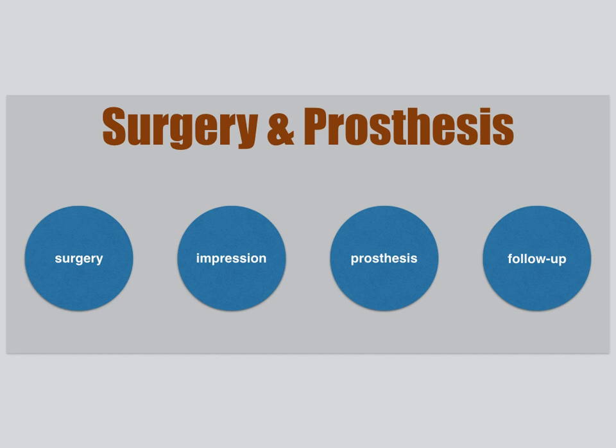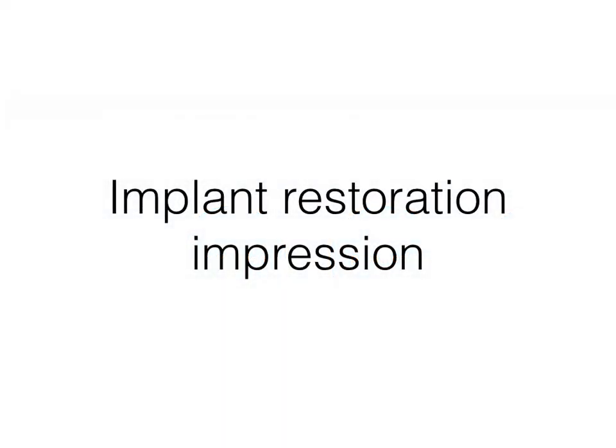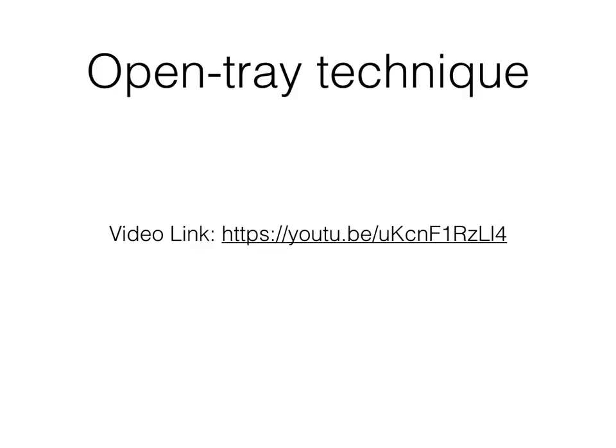In the following, we will start to talk about the factors that affect the surgery and the prosthesis. So it may include the surgery, the impressions, the prosthesis, and the follow-up. First, let's look at the implant restoration impressions. The first one I want to introduce is what we call the open tray technique. Now this is a video showing you how to do an open tray technique.